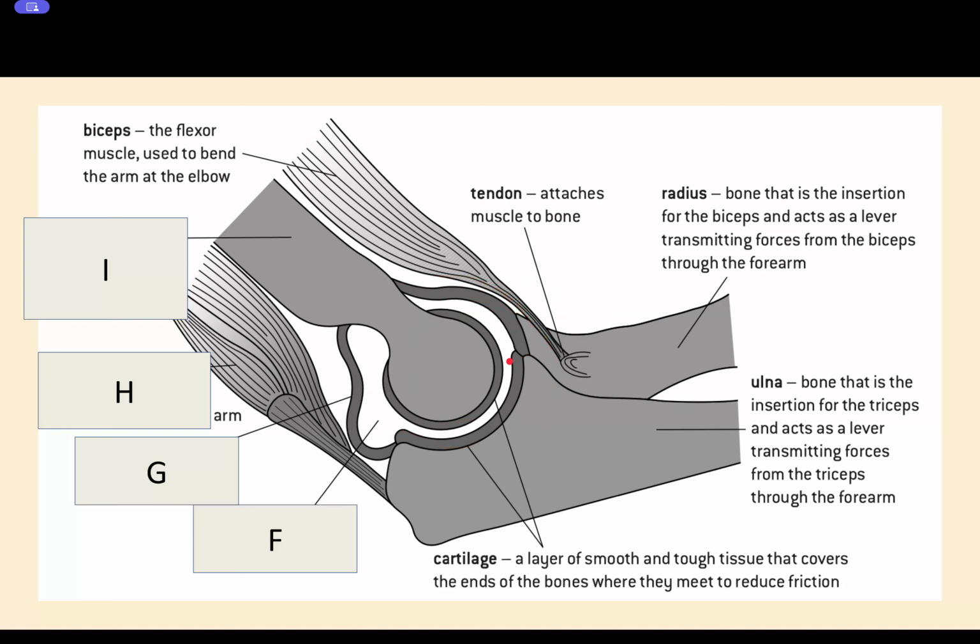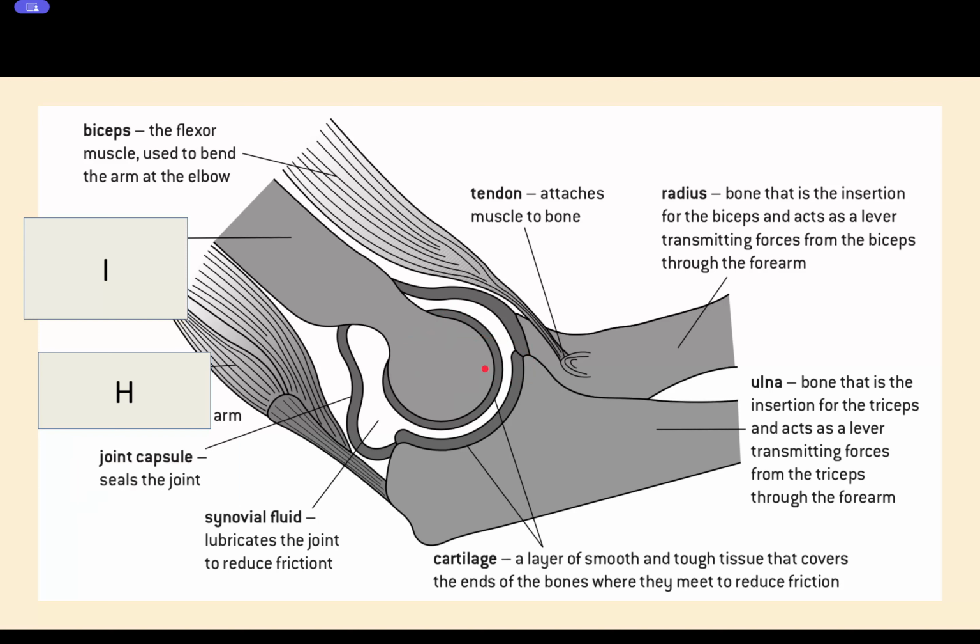So this is a synovial joint, of course. That's the cartilage, and that's the cartilage. It basically covers the entire joint where the bones meet. F is the synovial fluid. It lubricates the joint, reduces the friction and allows for ease of movement. G is the joint capsule. This basically encompasses the entire joint and keeps the cartilage and the synovial fluid in shape.